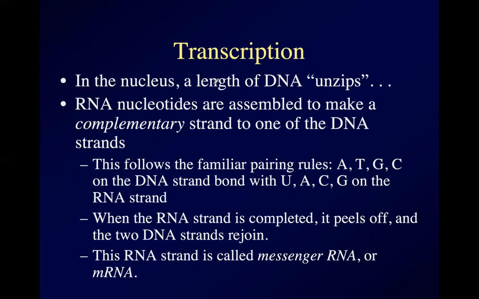And this follows the familiar pairing rules. If the DNA strand has an A, the RNA strand will put a U instead of a T. If the DNA strand has a T, the RNA strand will have an A. And if the DNA has a G, that will pair with a C on the RNA, and a C on the DNA will pair with a G on the RNA. So it's just like the rules that you've seen, except RNA will have a U wherever DNA would have a T.